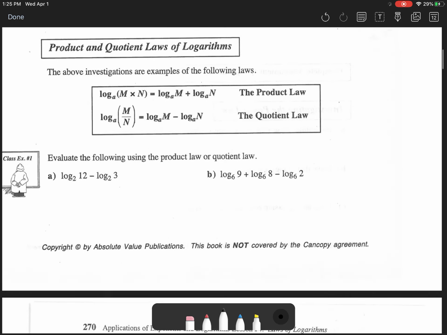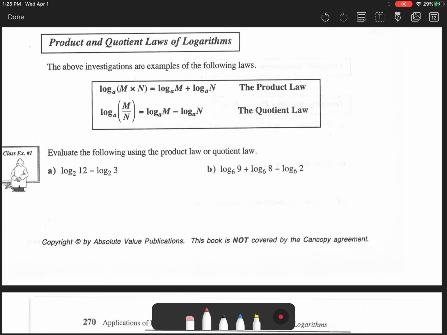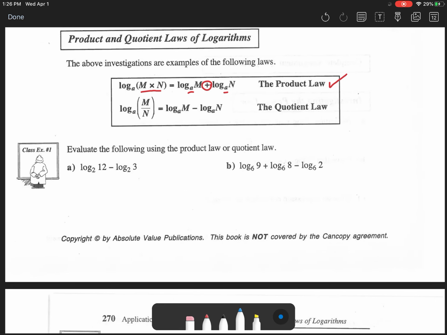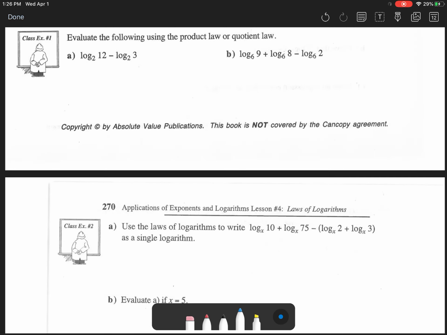All right, so what we just took a look at in those two examples were the following. The product law is talking about the following. When I am adding logarithms that have the same base, you have to be adding and you have to have the same base, I can simply multiply the arguments. With the quotient law, when I am subtracting log expressions and they have the same base, you can divide the arguments. So you have to be adding or subtracting in these cases, and the bases have to be the same. Okay, if they are not, you cannot simplify by bringing the expressions together.